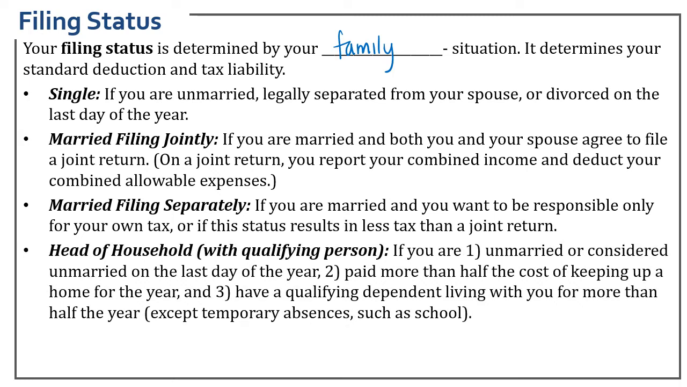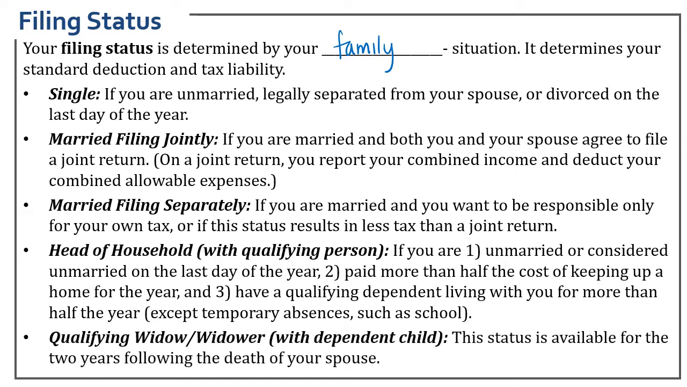Head of household with a qualifying person. You're head of household if you're unmarried or considered unmarried on the last day of the year, you paid more than half the cost of keeping up a home for the year, and you have a qualifying dependent, like a child, living with you for more than half the year, except temporary absences such as school.